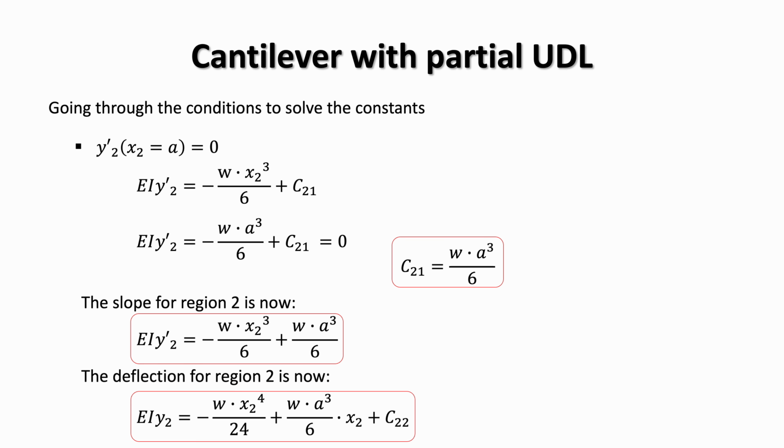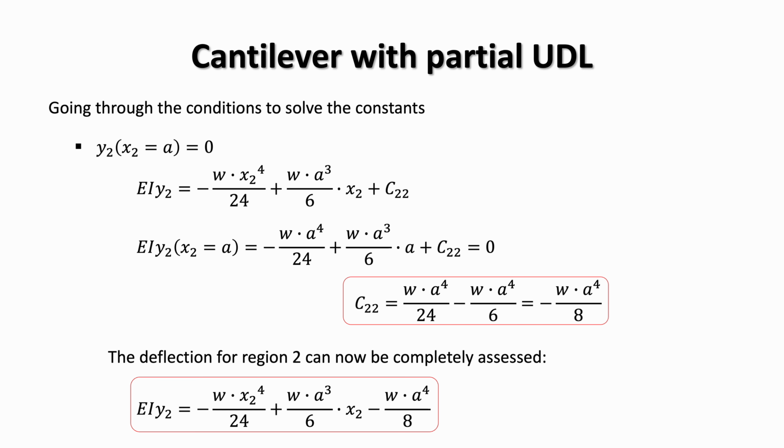We can also substitute the value back into the deflection expression for region 2. So substituting c21 into the expression gives us minus wx2 to the power of 4 over 24 plus wa cubed over 6 times x2 plus c22. At this stage, only c22 remains unknown in region 2, and we'll determine it using the deflection boundary condition at A. So let's apply that fixed end boundary condition, 0 deflection at A.